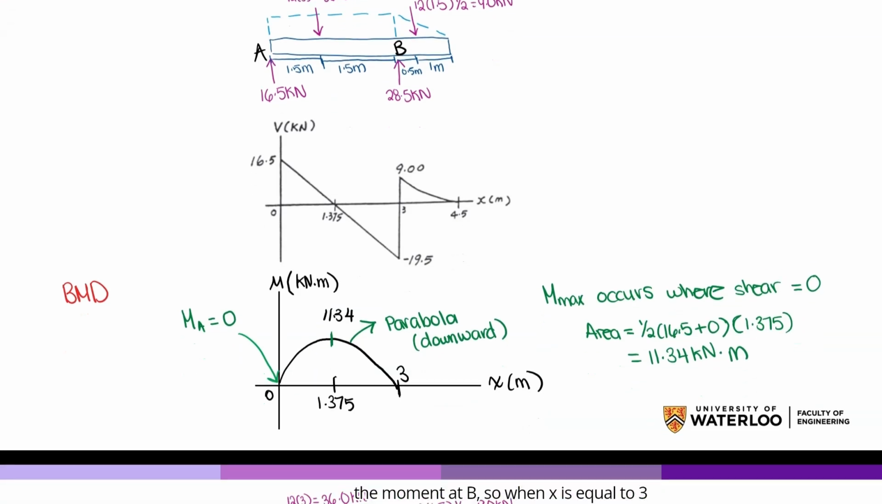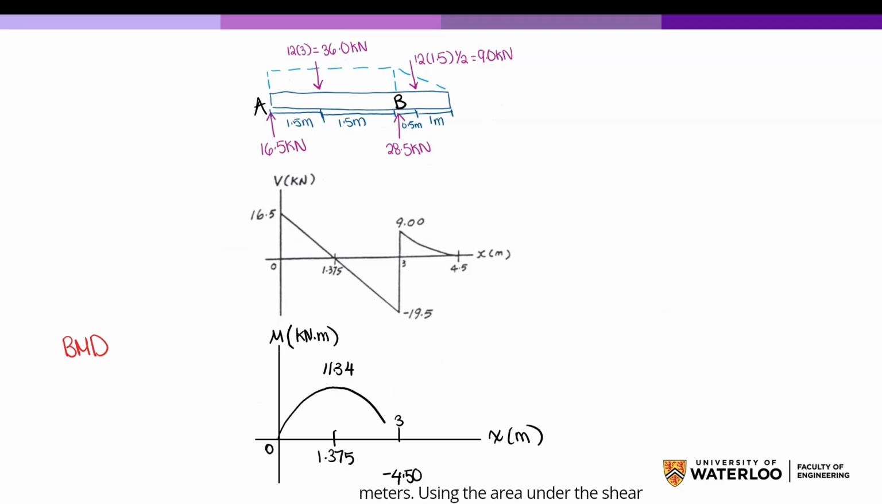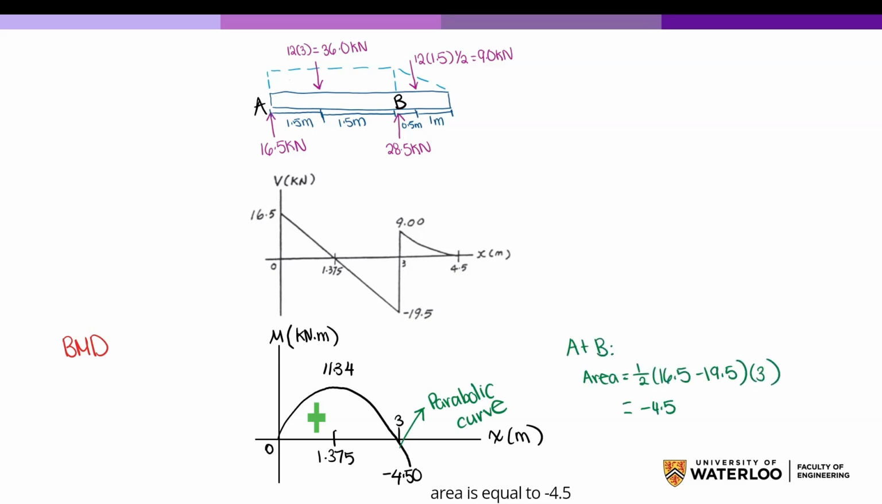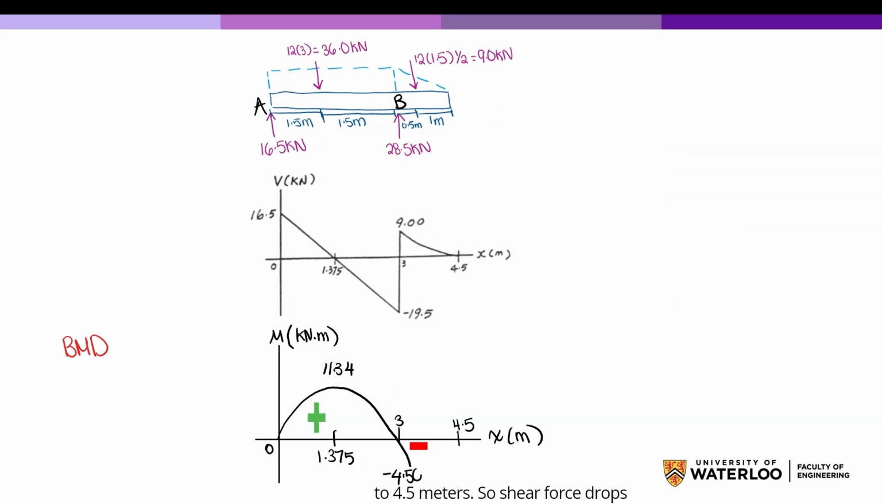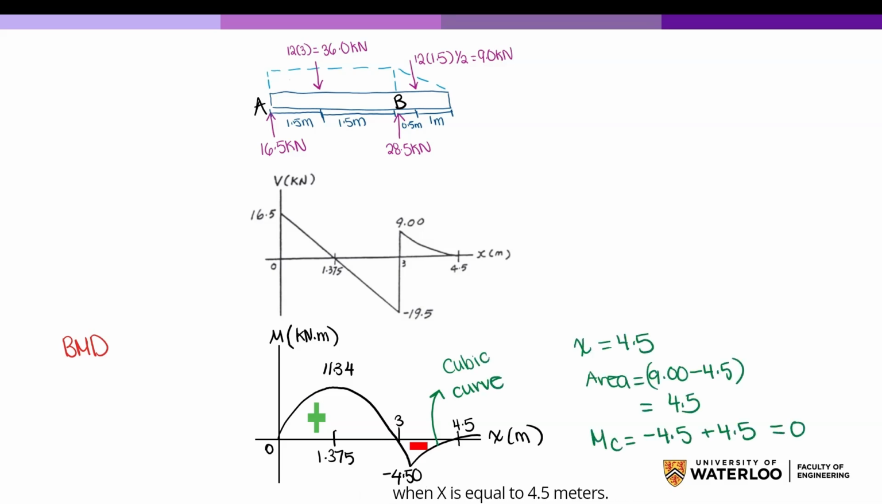Next, the moment at B, so when x is equal to 3 meters. Using the area under the shear diagram from A to B, we have the area is equal to negative 4.5 kilonewton meters. So the moment shape is a parabolic curve due to the linear shear force. Next, looking at segment BC from 3 meters to 4.5 meters, the shear force drops parabolically, so the bending moment changes as a third degree cubic curve. We'll just get the moment at the free end, so when x is equal to 4.5 meters. Using the area under the shear diagram between B and C, the area is equal to 0.